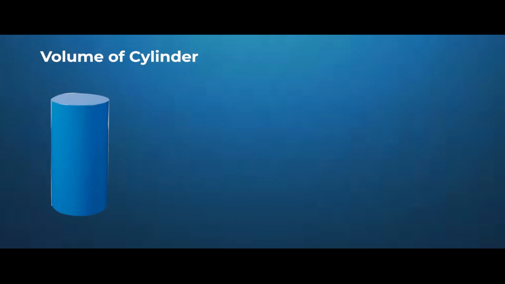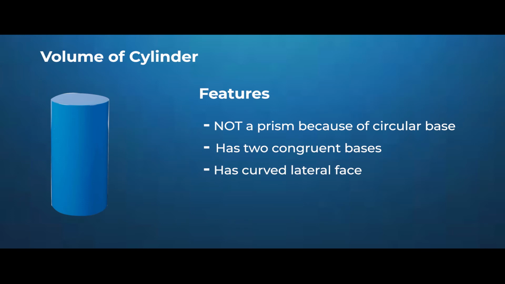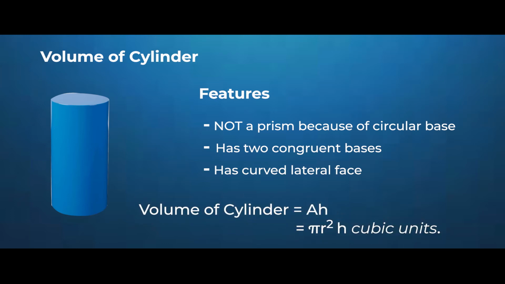Now let's move on with the volume of a cylinder. Again, let's look at some of the features of a cylinder. We cannot consider a cylinder as a prism because of its circular base and curved lateral face. And similar to a prism, a cylinder too has 2 congruent bases. Now, the concept of calculating the volume of a cylinder is similar to how we calculate the volume of a prism. So the volume of a cylinder would be equal to the area of the base times the height of the cylinder.